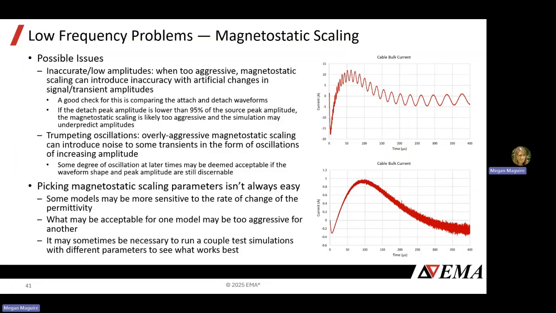So as you can see, it can be difficult to select the right scaling parameters. Some models might be more sensitive to the rate of change of permittivity than others. What might work for one model might not work for another. Frequently, what you'll need to do at the beginning is run a couple of test simulations with different parameters to see what works best.